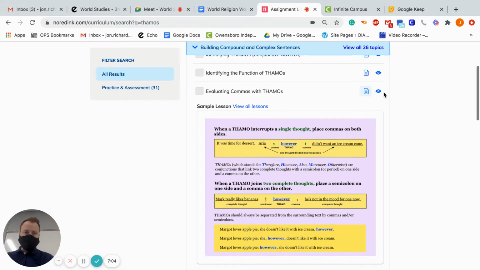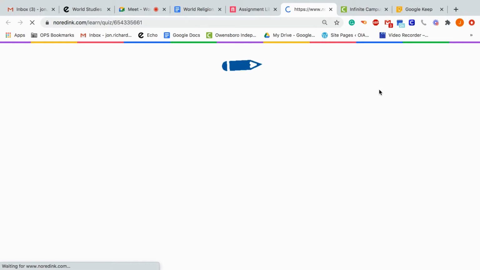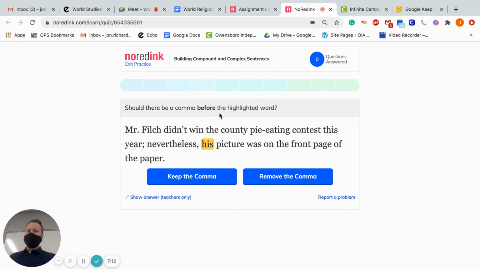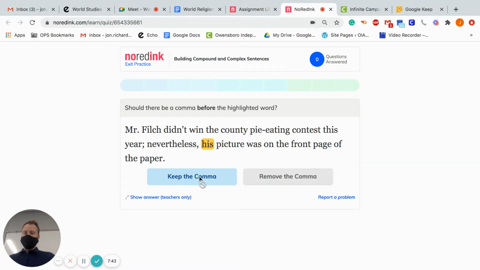So let's take a look at this lesson to kind of show that, okay? So this one's saying, should there be a comma before the highlighted word? So the highlighted word is his. Is that our Thamos? No, it is not our Thamos. Our Thamos is the word before his, okay? So it's saying, should there be a comma before his, okay? And if we look at this, nevertheless, our Thamos is at the beginning of a complete sentence. His picture was on the front page of the paper. That's a complete sentence. So at the end of nevertheless, yes, we need a comma.